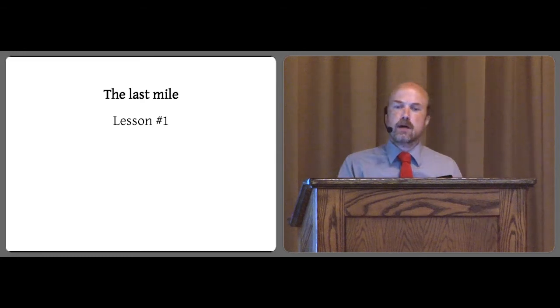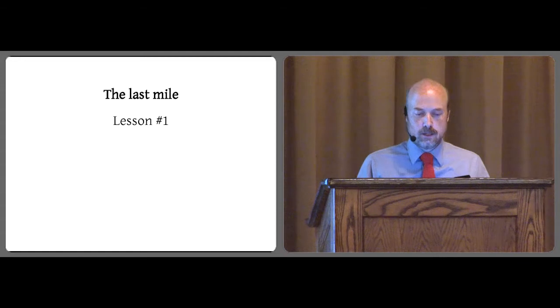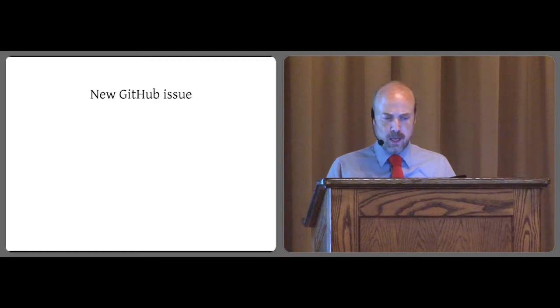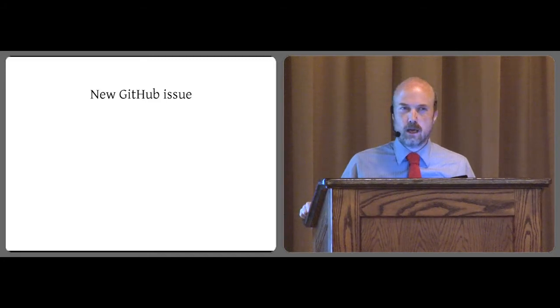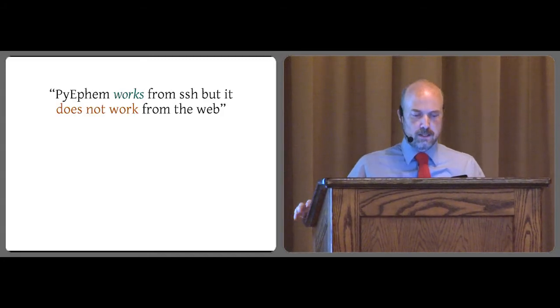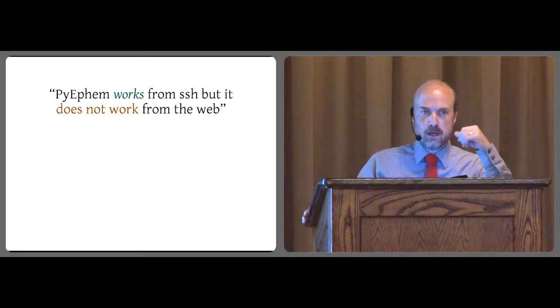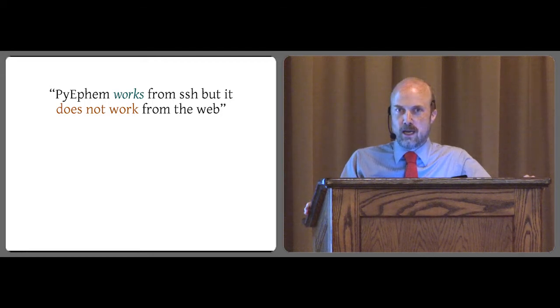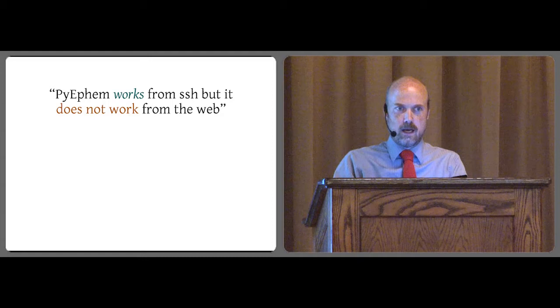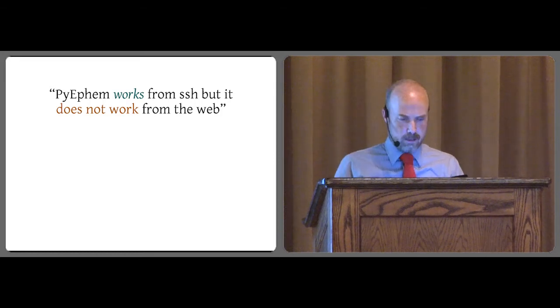And so I have 2 thoughts about the last mile of an API, the actual delivery to your users. Lesson number 1: a new GitHub issue appeared for PyEphem. Somebody was saying that it was broken. And it said PyEphem works on my internet provider from SSH, but it doesn't work from the web. So they had installed it at the command line, and they hit reload on the web app they were writing, and PyEphem wasn't there. Obviously a problem with the way their internet provider has set Python up.